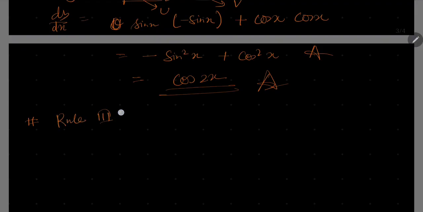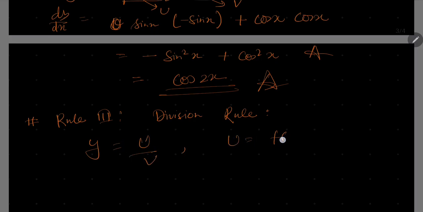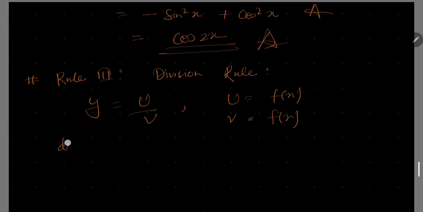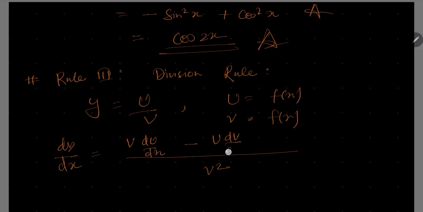Rule number 3. Division rule. What is this? If y is equal to u by v, where u is a function of x and v is a function of x, right? And you have been asked to differentiate y with respect to x. The rule is: first write down v square in the denominator, put v as constant and differentiate u with respect to x. Put a minus sign. Now u as constant, differentiate v with respect to x.